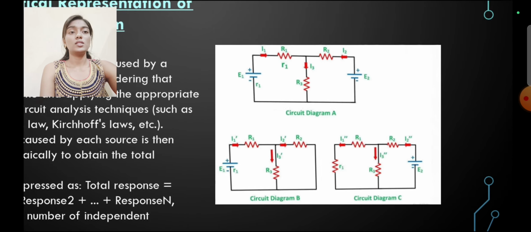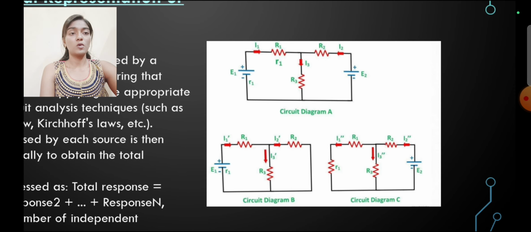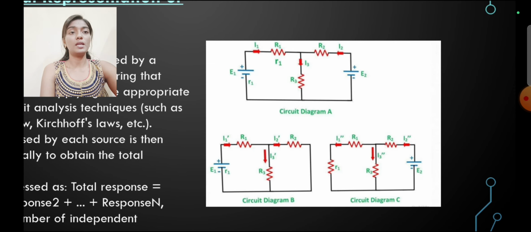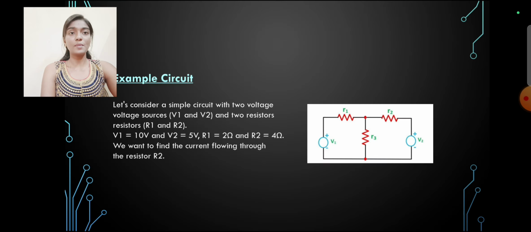Here also you can see the same diagram A, B and C consisting of resistors, voltages and the current flow. Example circuit. Let's consider a simple circuit with two voltage sources V1 and V2, and two resistors, R1 and R2. V1 equals 10 volts and V2 equals 5 volts, R1 equals 2 ohms and R2 equals 4 ohms. We want to find the current flowing through the resistor R2.